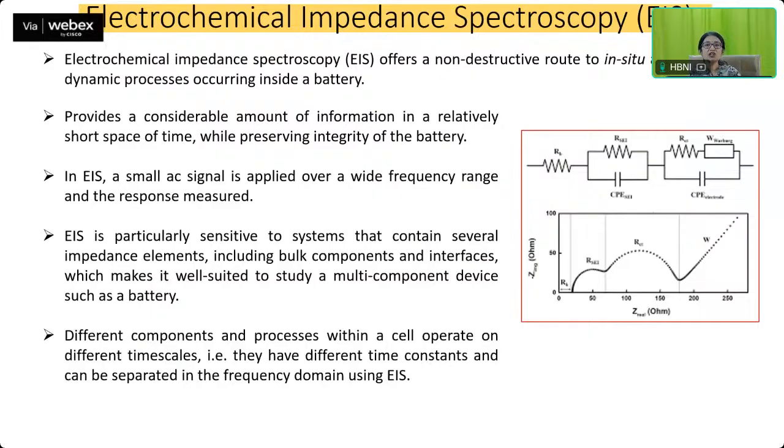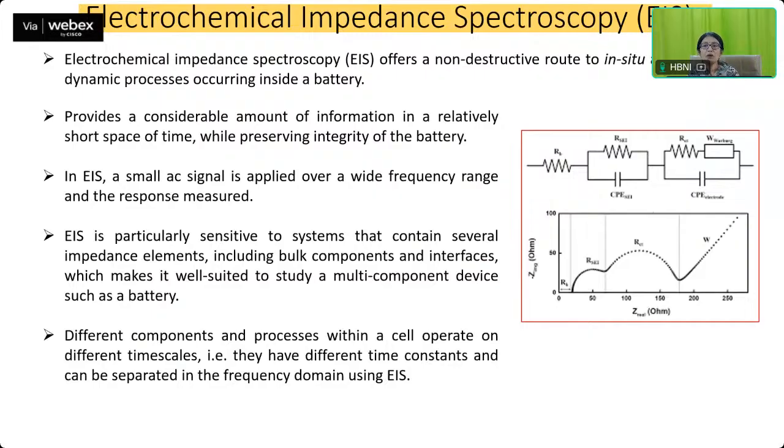So EIS is particularly sensitive to systems that contain several impedance elements, including bulk components and interfaces, which makes it well suited to study a multi-component device such as a battery. In batteries, when you say bulk components, you have the electrodes. In interfaces, you have the electrolyte-electrode interface. So all the different processes which go on in the bulk as well as in the interfaces can be separated and studied very nicely using impedance spectroscopy, as we will see in the coming few slides.